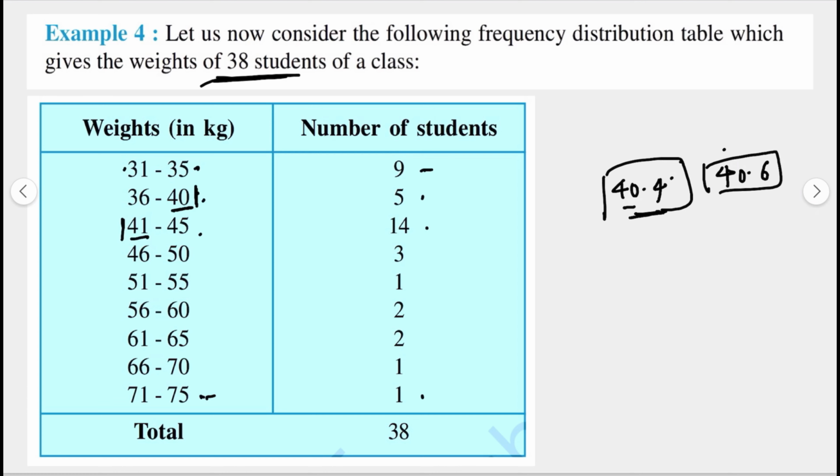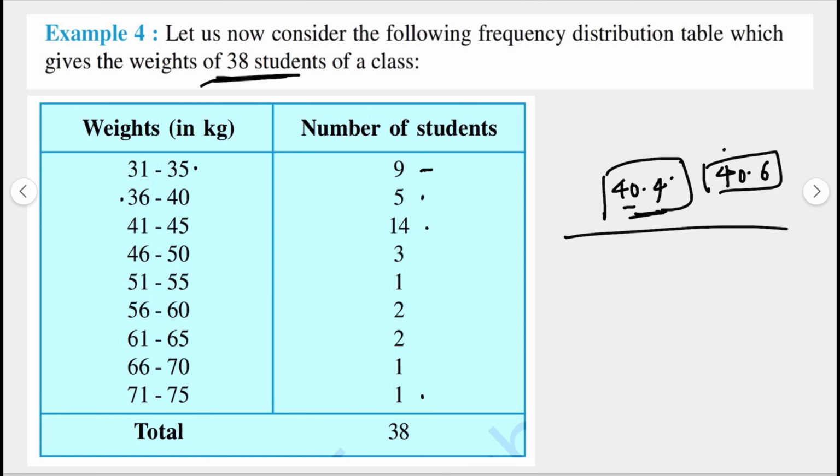Now this problem is resolved by using one method. What we do here is we make the intervals continuous. As you can see, these intervals are not continuous, because they break at one number, like 35, and start again from the next number.